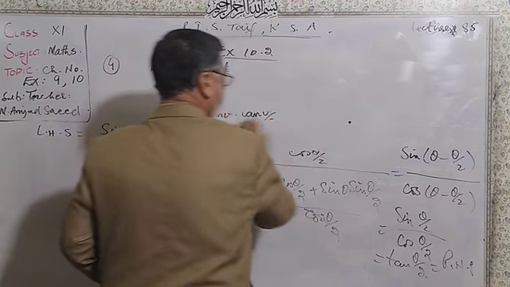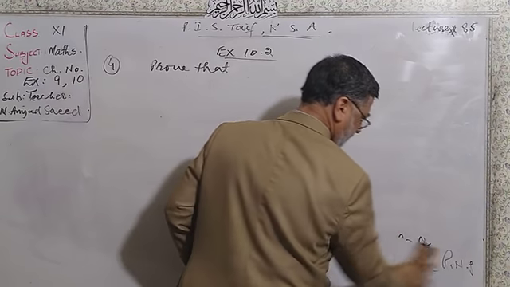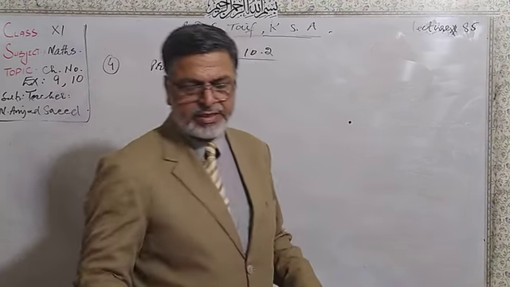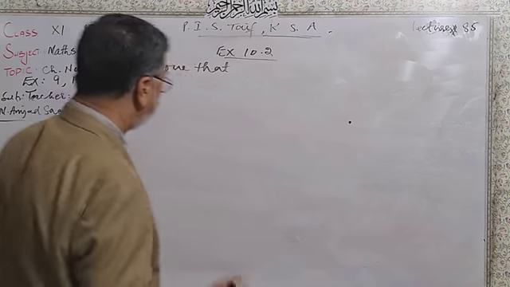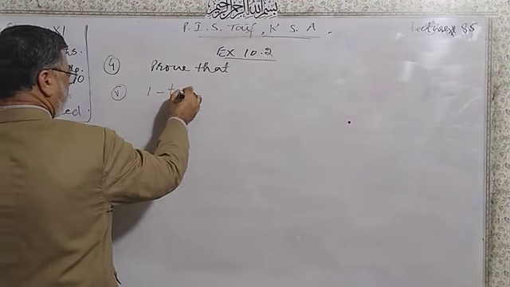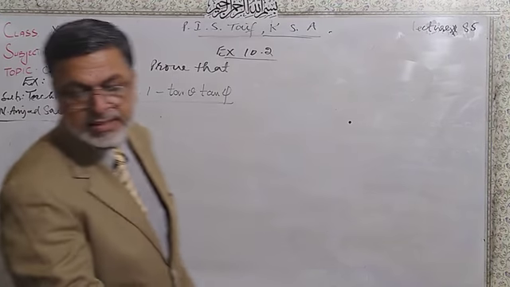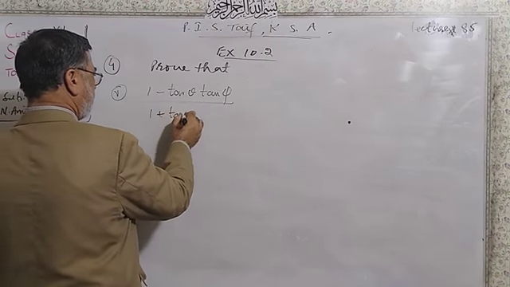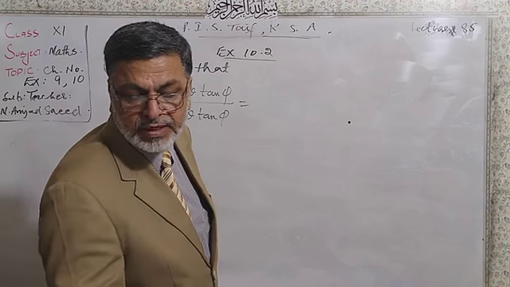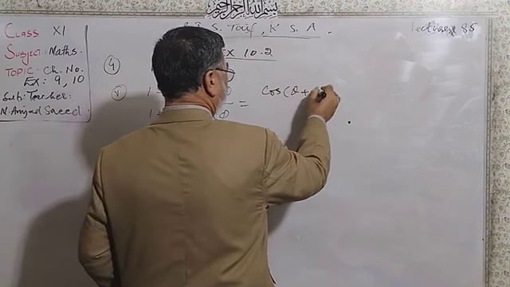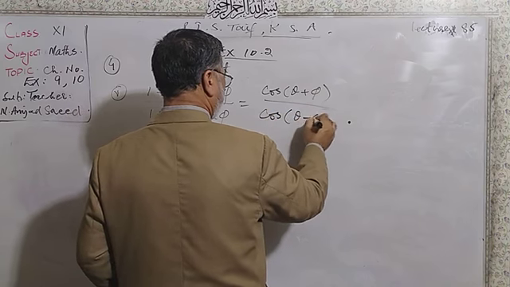After that, we can have the next part. We have part number 5. Prove that 1 minus tangent theta tangent phi over 1 plus tangent theta tangent phi is equal to cos theta plus phi over cos theta minus phi.